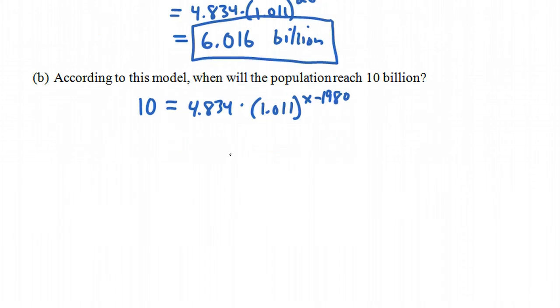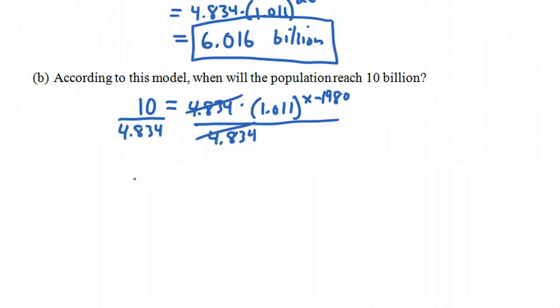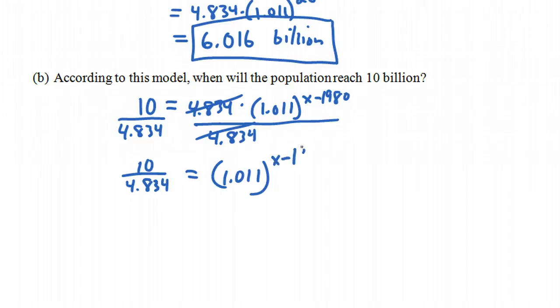Well, the first thing that we can do is divide both sides by 4.834. We're multiplying this here by 4.834, so let's divide both sides by that. And what we get is 10 over 4.834 is equal to 1.011 to the power of x minus 1980. Now you could simplify 10 over 4.834 as a decimal. It would be 2 point something, but let's just leave it the way it is.